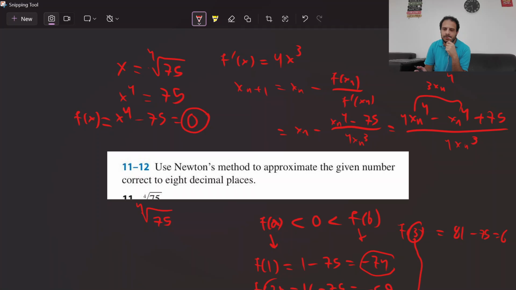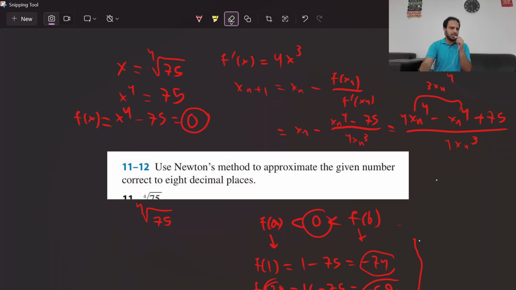Because it's closer to 0. Yes, you are right. The value is 6, right? When you substitute 3, 6 is closer to 0 than minus 59 when you substitute 2. So you are right, 3 is better. Thank you. Now we will erase this to choose a 3, okay?